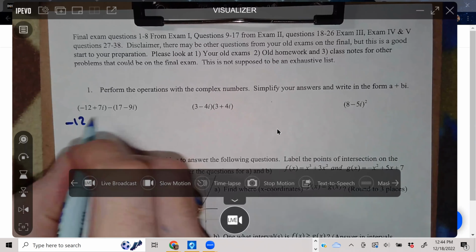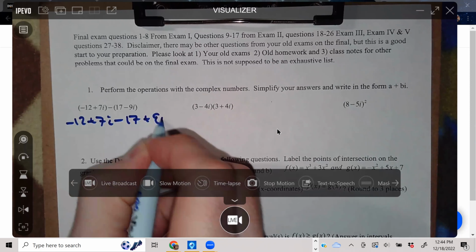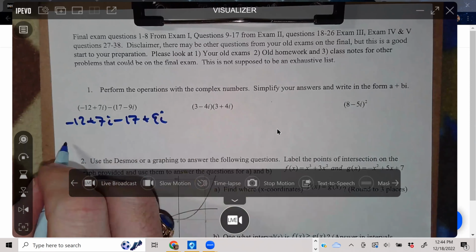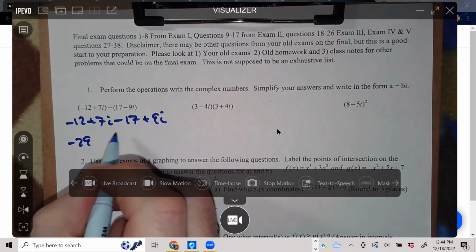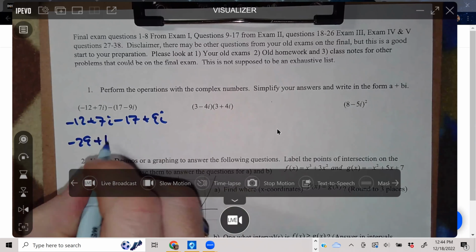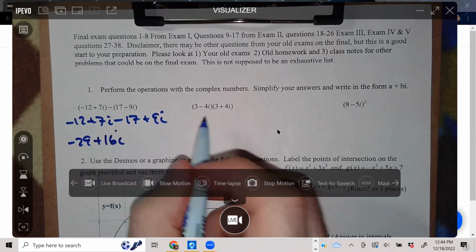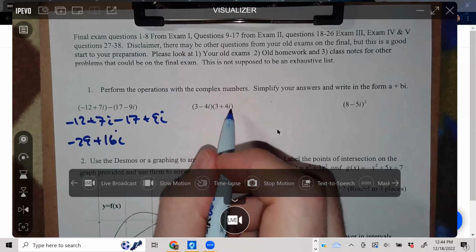These are complex numbers. I'm going to start by distributing the negative to both of these terms, and that's just a matter of adding up like terms. So negative 12 and negative 17 give me negative 29. 7 and 9 give me 16. That would be i.